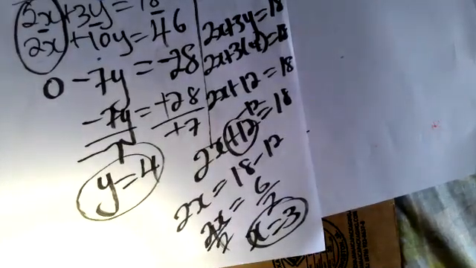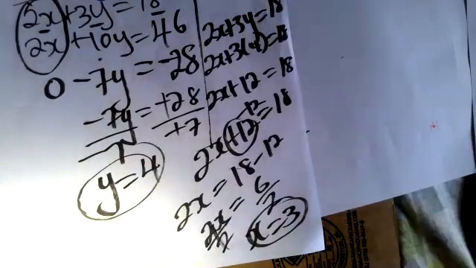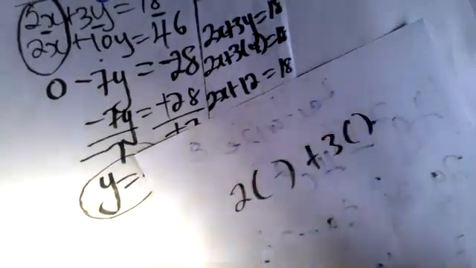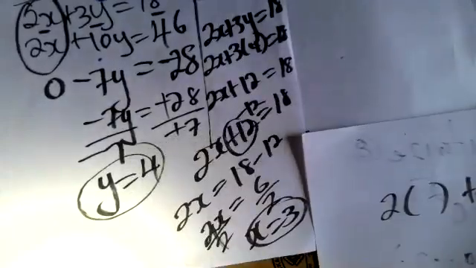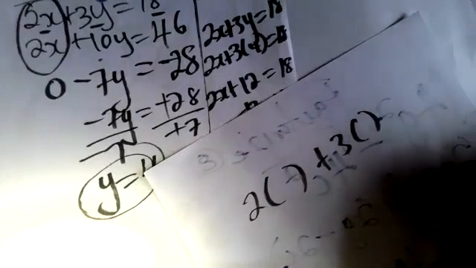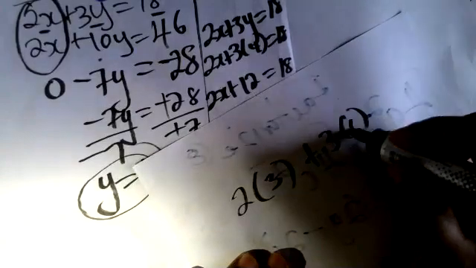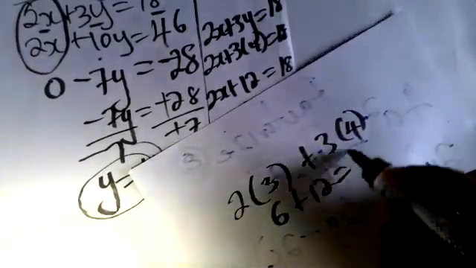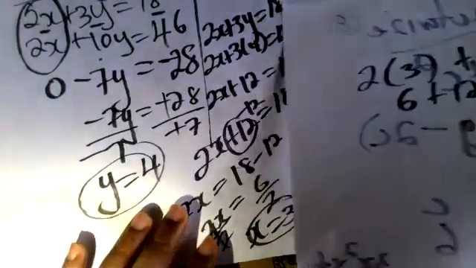Let us check to see if it is indeed correct. To check it, 2 plus 3 times whatever, if it gives us 18, then we know it's correct. x was 3, so we put 3 right here, and y was 4, so we put 4 there. So 2 times 3 is 6, 3 times 4 is 12. That is equal to 18? Yes. But we could just check the last one, just in case.